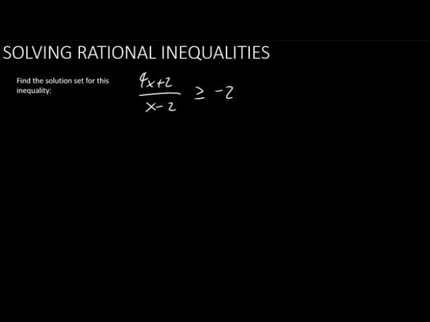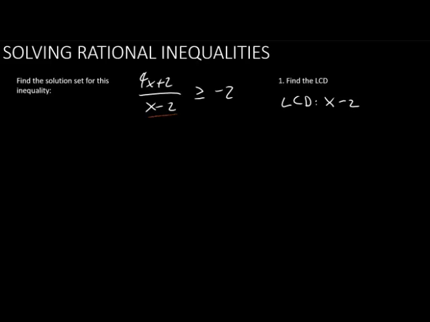Here we'll get some more rational inequality practice. As always, our first step is to figure out what the LCD is for this inequality. Since we have only one denominator, and that denominator is x minus 2, that is automatically our LCD. We'll just write here that our LCD is x minus 2.